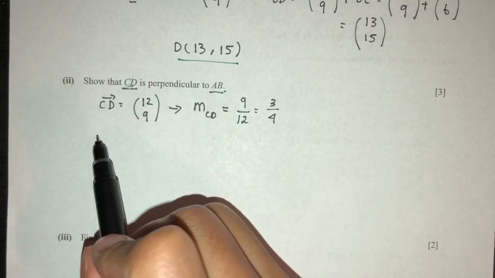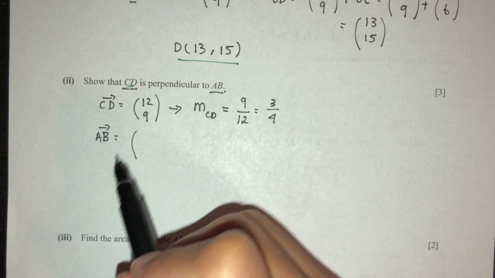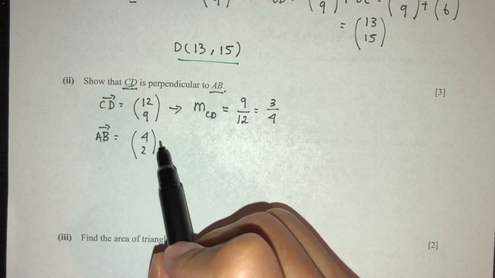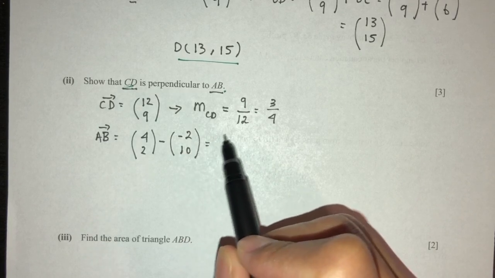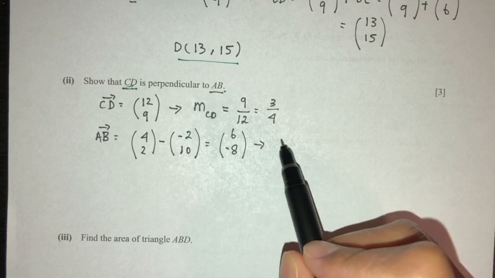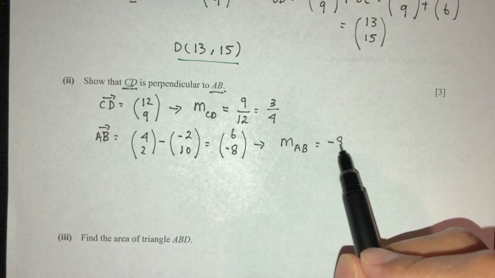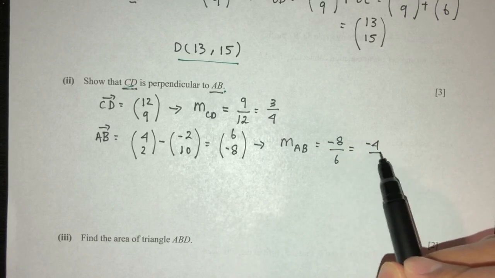Now let's find AB. AB is OB minus OA. So OB is 42 minus 12 and 10. That should be 6 and minus 8, which means the gradient of AB is given to you by minus 8 over 6. That is just minus 4 over 3.